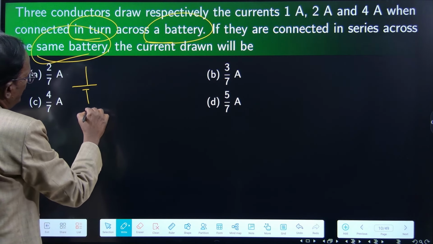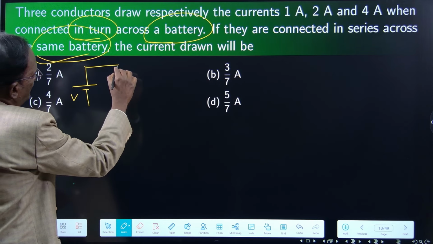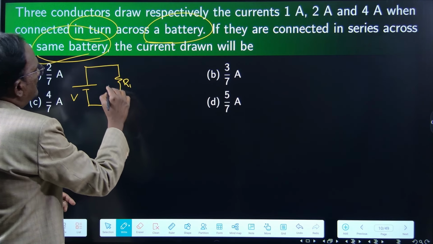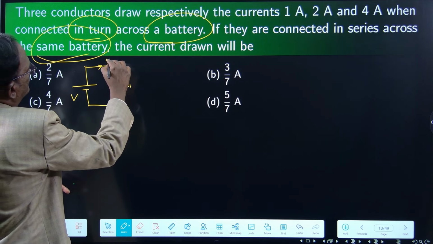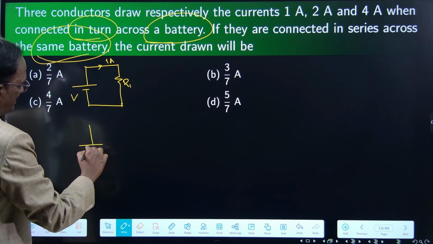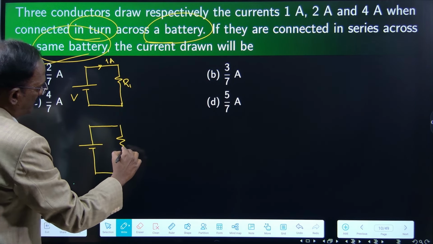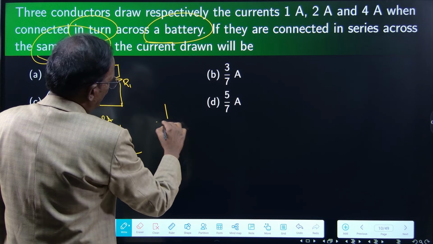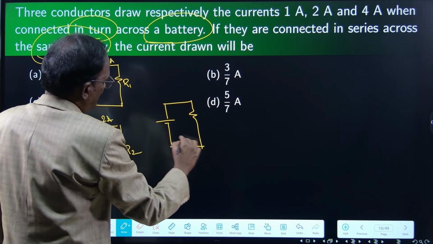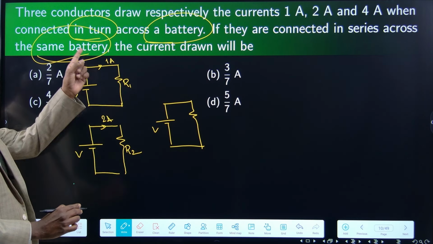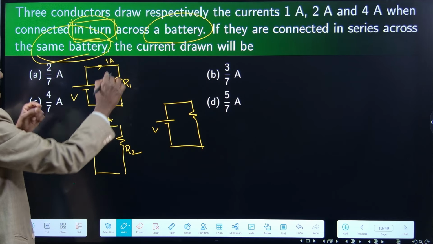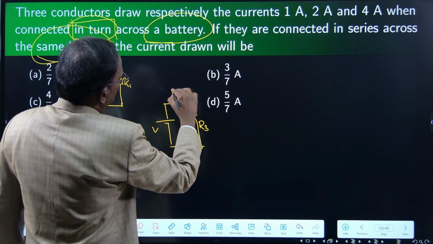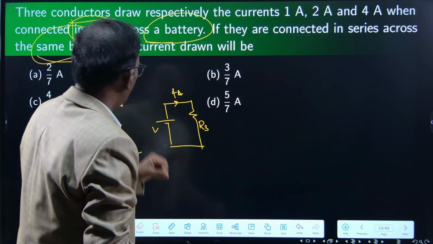First, we have the common battery of V volts. First conductor, its resistance R1, let me draw. What is the current it is taking? 1 ampere. Second conductor R2 is taking 2 ampere. Third conductor, same battery of V volts in turn, R3. Here it is 4 amperes. For the third conductor, 4 amperes.